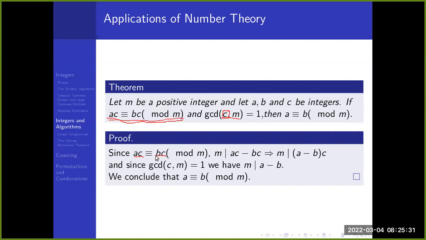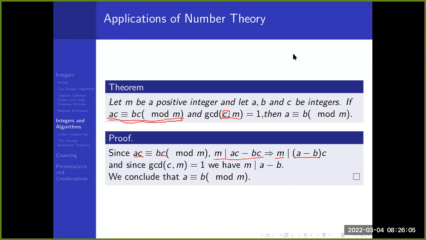Then it means this difference, AC minus BC, must be divisible by M. That's the next statement we make. So that means M divides (A minus B) multiplied by C. C is common here, so we can pull it out. Now we know that GCD of C and M is equal to 1, right? And by the previous theorem, if the GCD of M and C is 1, then M must divide A minus B. That's the previous theorem we just looked at.